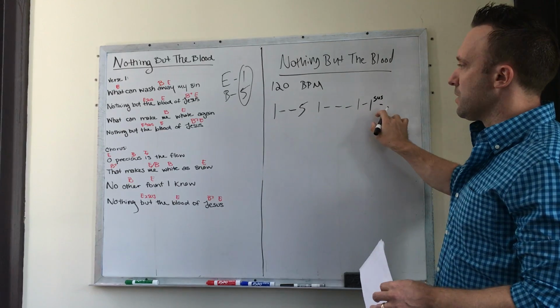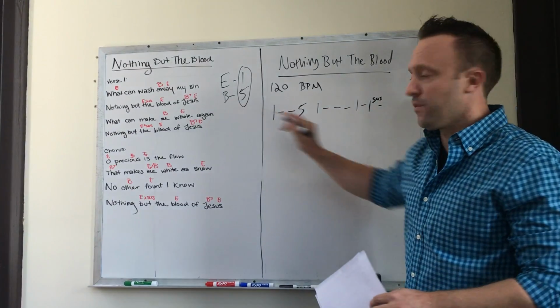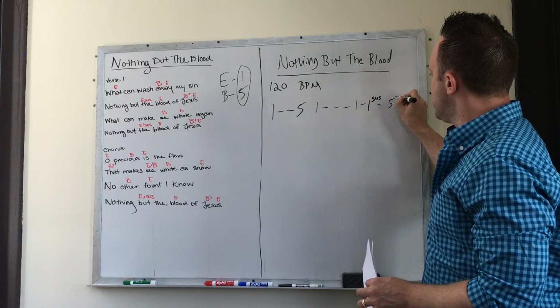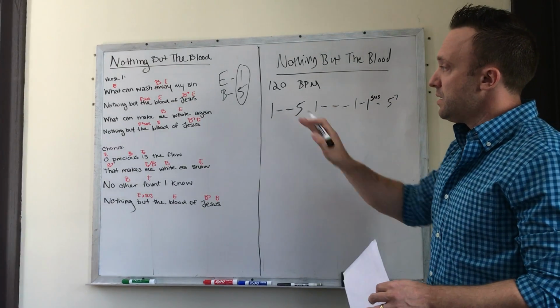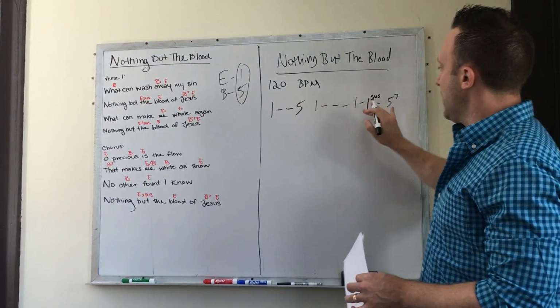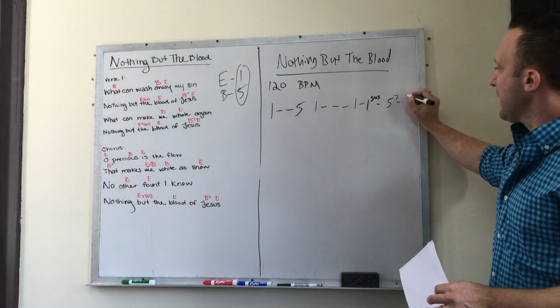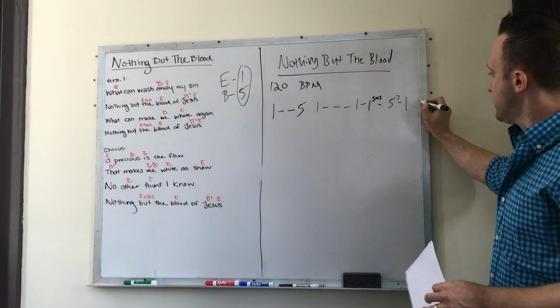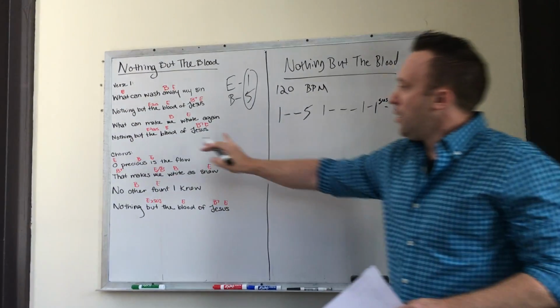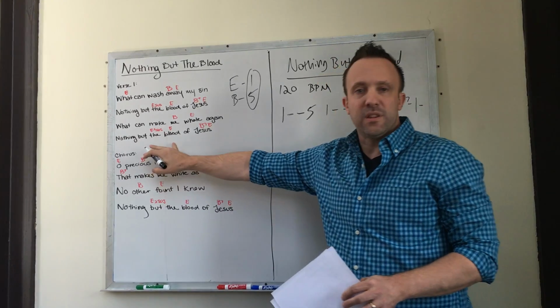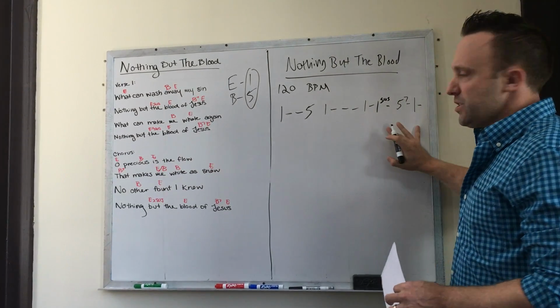Another dash because we're staying on the 1. Jesus is the 5 over 7. 5, 7, Jesus. So I think we have 2 counts in the 5, 7. So we do a 5, 7 dash. We're back to a 1 because we have the Jesus dash. What can make me whole again? Nothing but the blood of Jesus. This is exactly what we just charted.